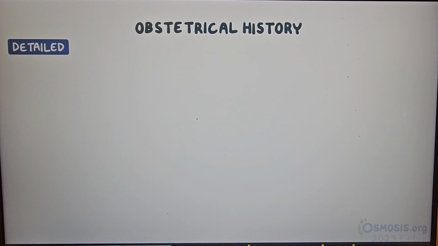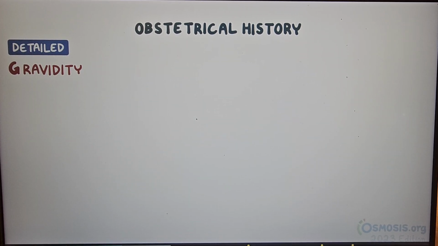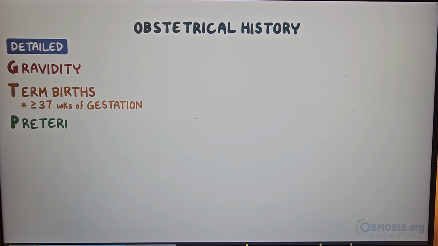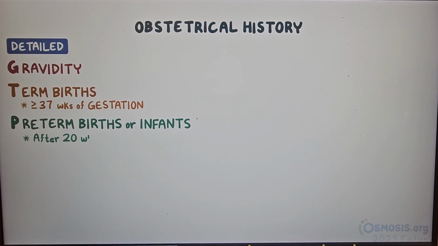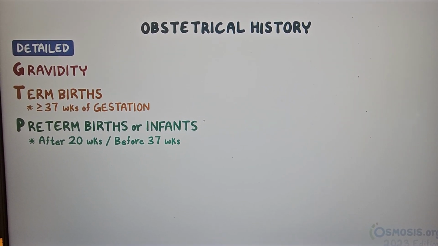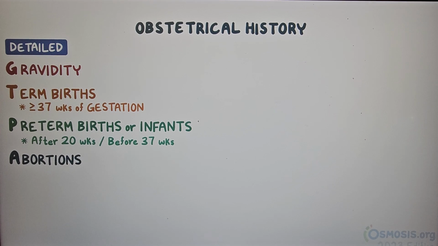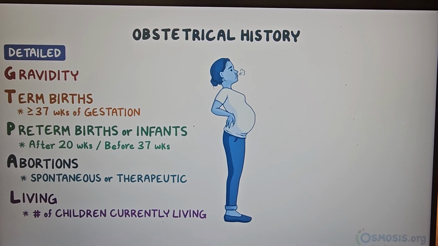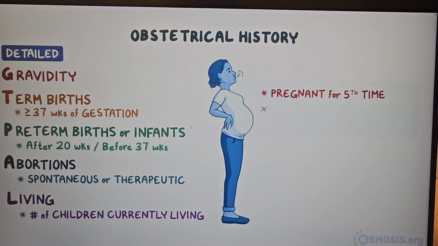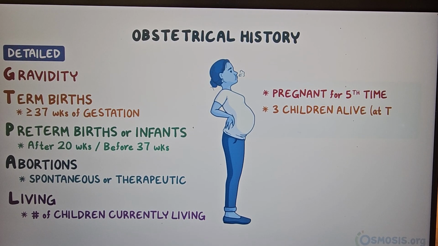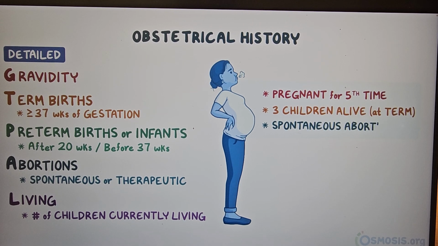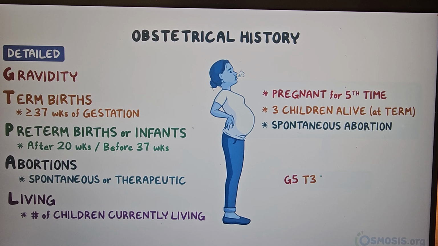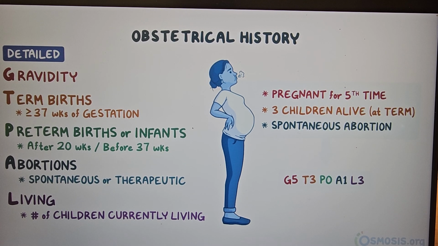A more detailed evaluation evaluates gravidity, as well as the number of term births at 37 or more weeks of gestation, the number of preterm births, or infants born after 20 weeks of gestation but before completion of 37 weeks of gestation, the number of abortions, either spontaneous or therapeutic, and the number of children that are currently living. So, if a client is pregnant for the 5th time and has 3 children currently alive who were born at term and a spontaneous abortion at 16 weeks, the client's GTPAL would be G5, T3, P0, A1, L3.